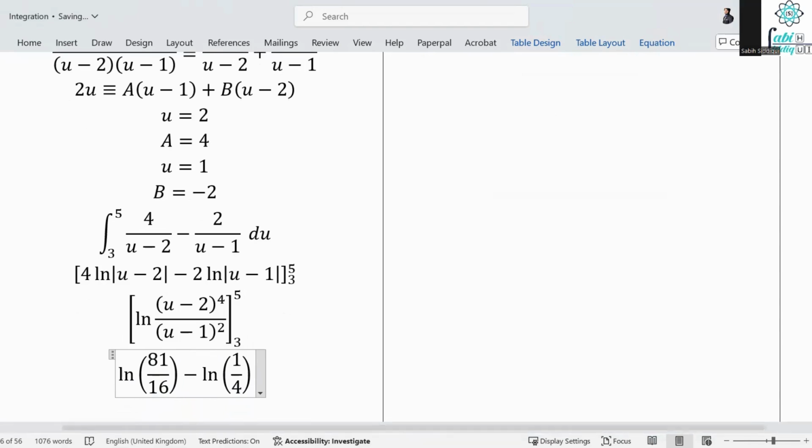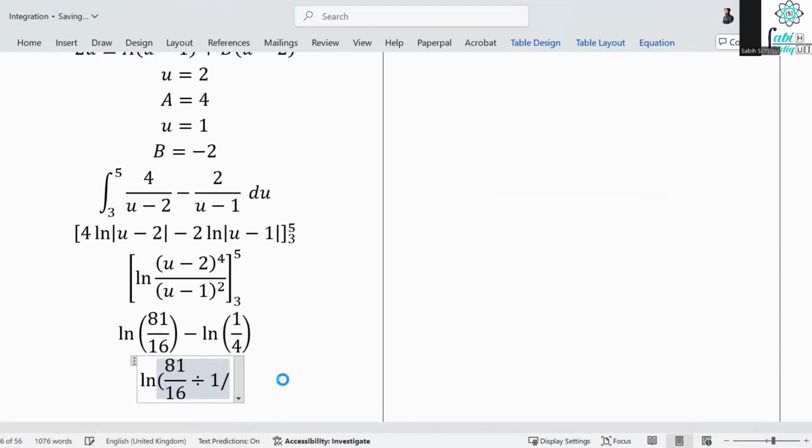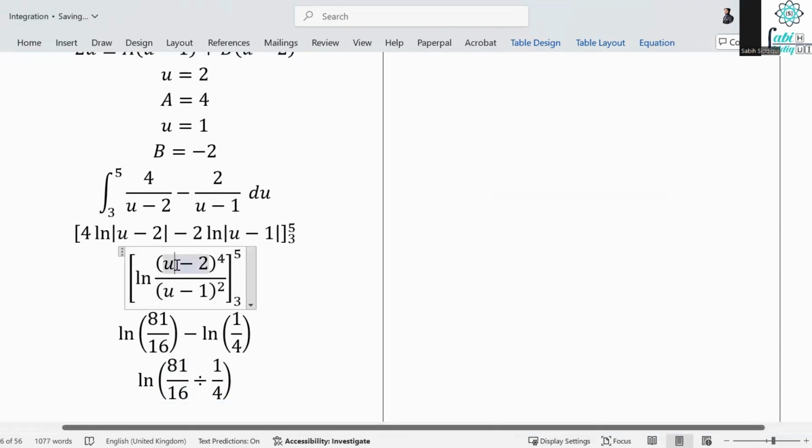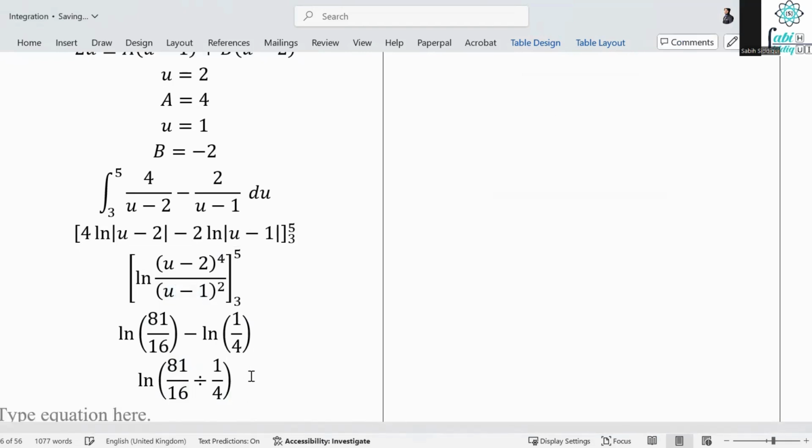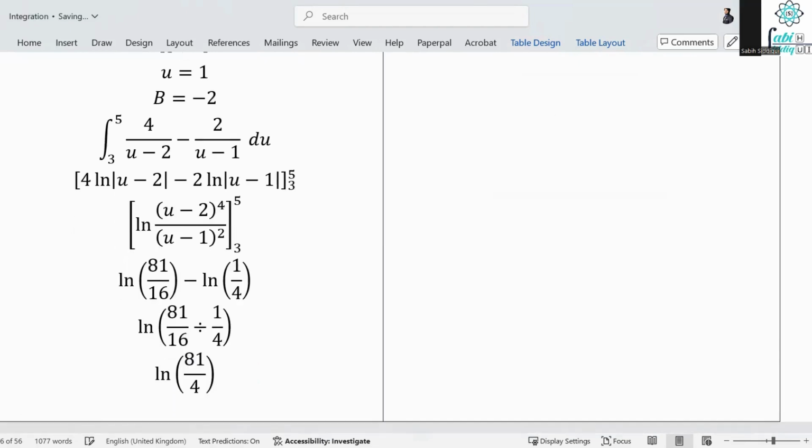Is this right? Now the two logs are subtracting. I can write their inputs as divisions. Check if that is right. I plugged in 5, I'm doing it roughly. I want everyone to calculate it on your own. 5 minus 2 is 3, 3 to the power 4 is 81. Simplify, what do you get? ln of 81 over 4 divided by 1 over 4, in a single log. This is your answer. Is this clear?